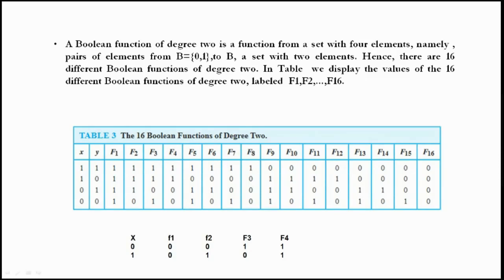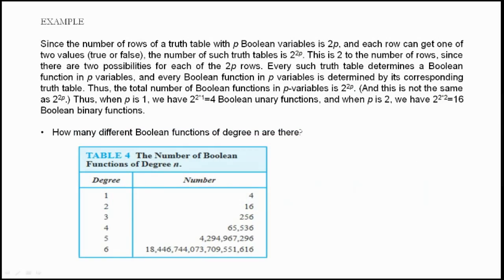So how will you make this? The default formula, please make note of this. Since the number of rows of the truth table with p Boolean variables is 2 power p, clear? And each row can get one of two values, either true or false, the number of such truth tables is 2 power 2 power p.